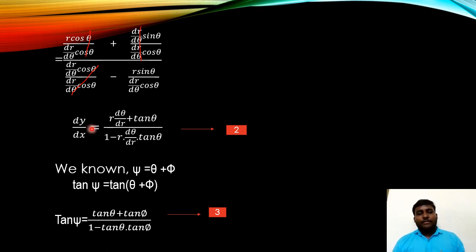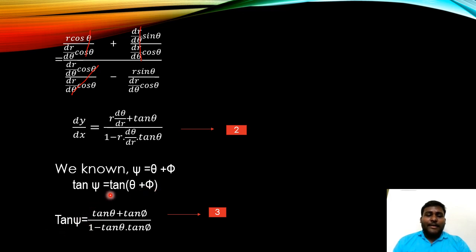we will get dy by dx is equal to r d theta by dr plus tan theta divided by 1 minus r d theta by dr tan theta. This is named as the second equation. Here we are going to consider psi is equal to theta plus phi. Applying tan on both sides, tan psi is equal to tan of theta plus phi.